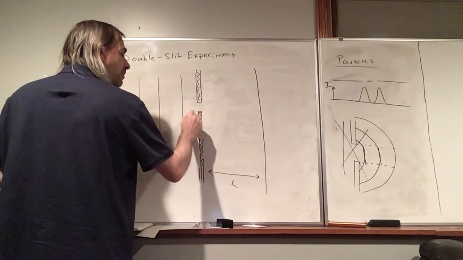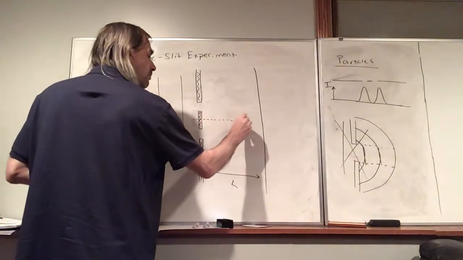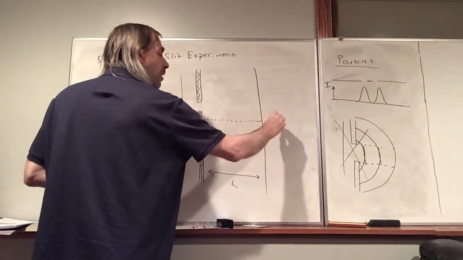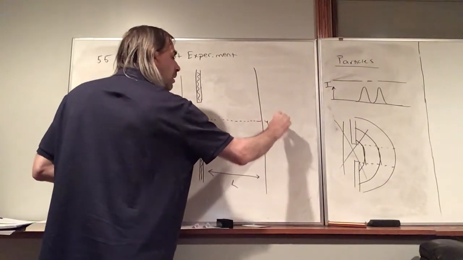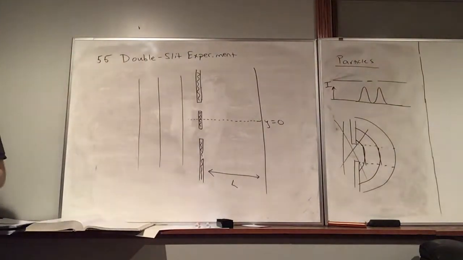So to start out, let's get a line right down the middle. Let's call this y equals 0. Now, what would we get at y equals 0?